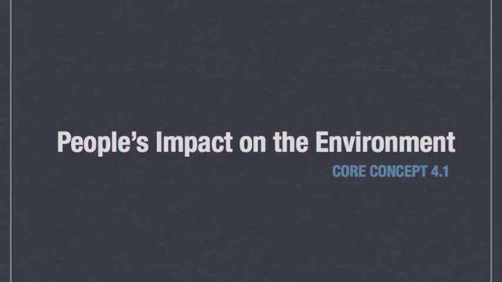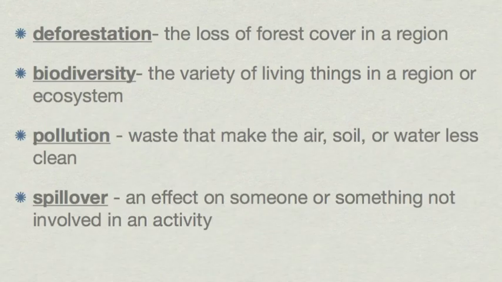People's impact on the environment. All people need food, water, clothing, and shelter. To meet these needs, people have to use materials from their environment. As a result, people have impacts on the environment in their daily lives. People extract, or remove, many kinds of natural resources from the environment. For example, to get wood for building houses, people cut down trees.